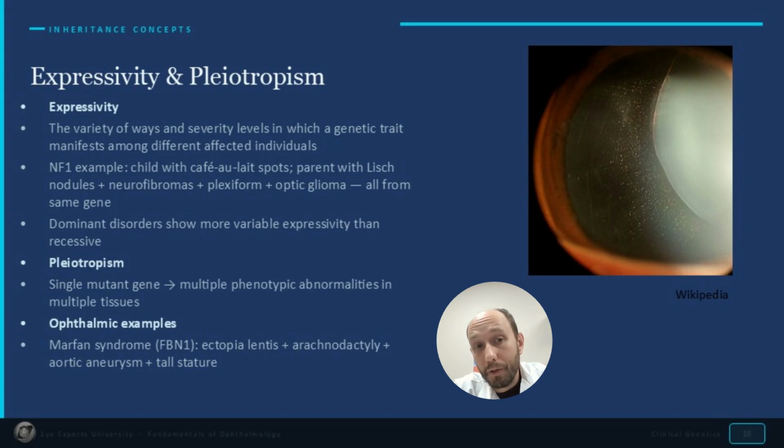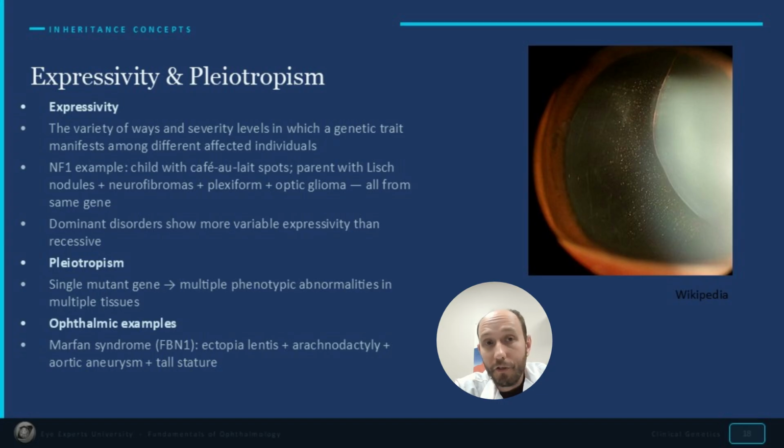Expressivity and pleiotropism. Expressivity refers to the fact there's a variety of ways and severity levels in which a genetic trait can manifest in different individuals, kind of like variability. For example, in NF1, you can have a child that just has cafe au lait spots, someone that just has Lisch nodules, or somebody with horrible neurofibromas. And it's all from the same gene, just between different people.